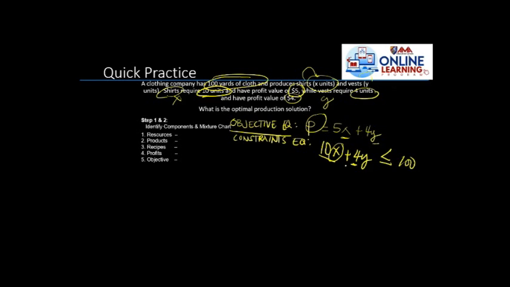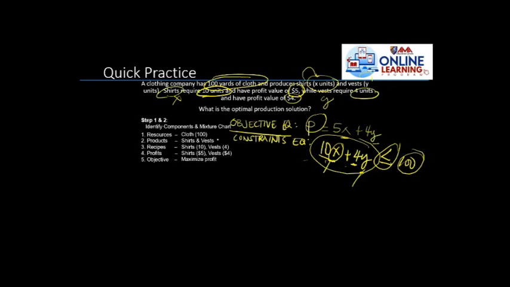Okay? So, ito yung equation kasi ang limit natin is 100. So, less than or equal. So, it's either yung addition nito, maglagay ka ng number of shirts sa X and number of vests sa Y, dapat less than siya or equal to 100. Ang limit mo is 100. Now, let's see kung tama yung equation natin.